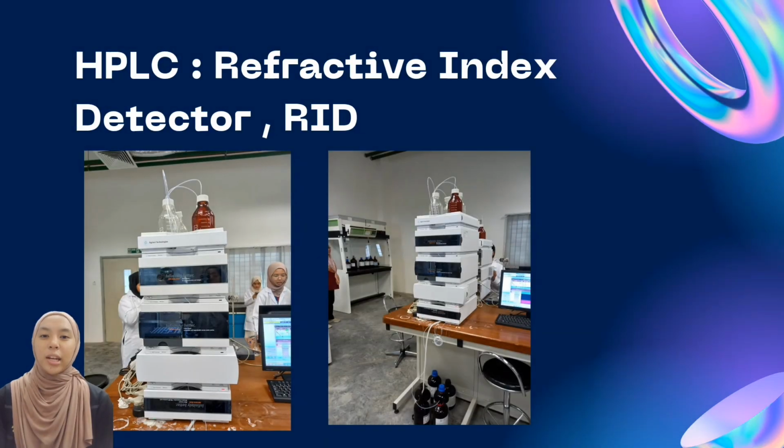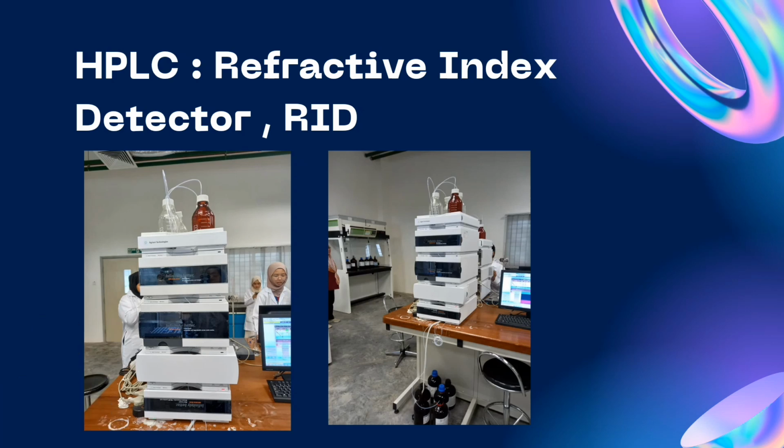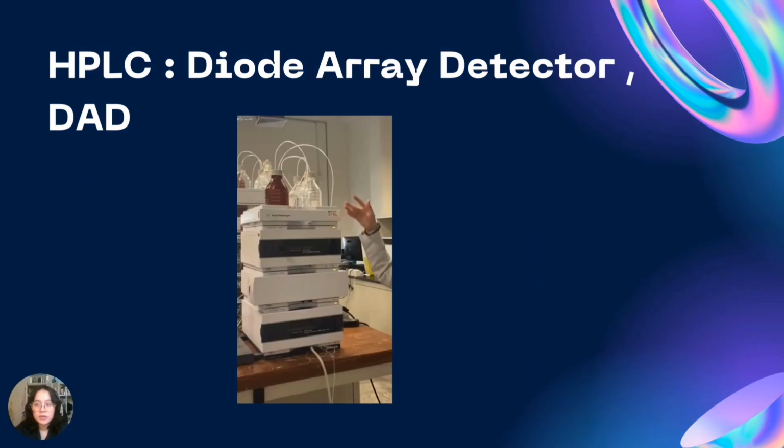RID is a powerful analytical technique used for the separation, identification, and quantification of compounds in a mixture. Universal detection of compounds without chromophores, non-destructive nature allowing for further analysis of the elution fractions, and suitability for analyzing compounds that might not be detected by other methods, such as UV detection, are advantages of RID. I will be focused on the diode array detector or DAD.